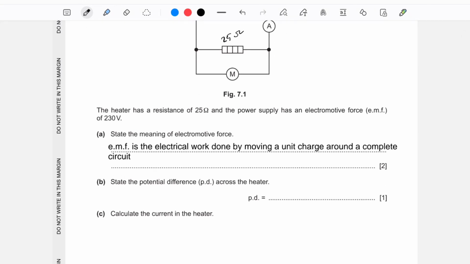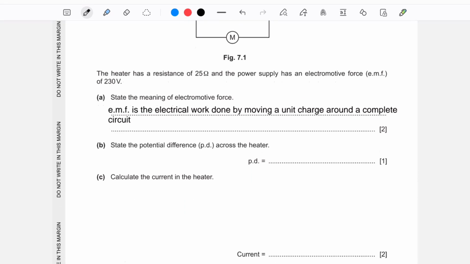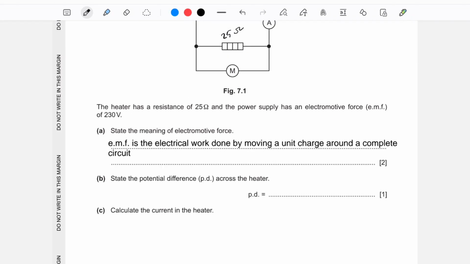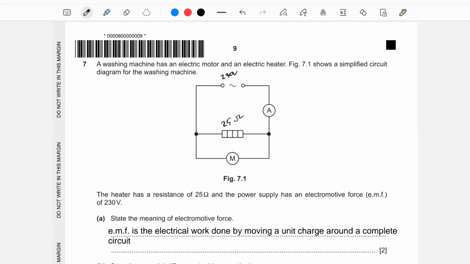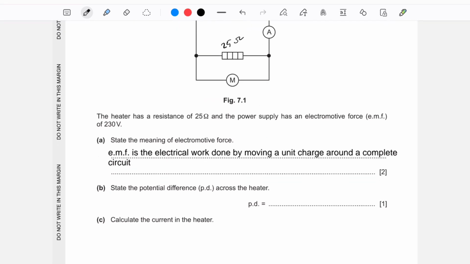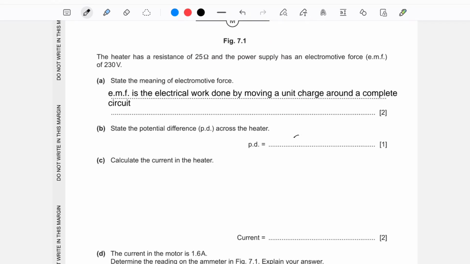Part A. State the meaning of an electromotive force. EMF is electrical work done by moving a unit charge around a complete circuit. State the potential difference across the heater. We know the power supply is 230 volts and the heater is connected in parallel to the power supply, so the voltage of the heater is equal to the voltage of the power supply, and that is 230 volts.